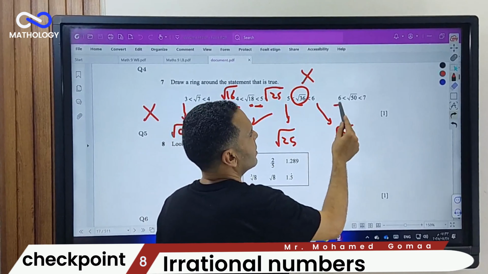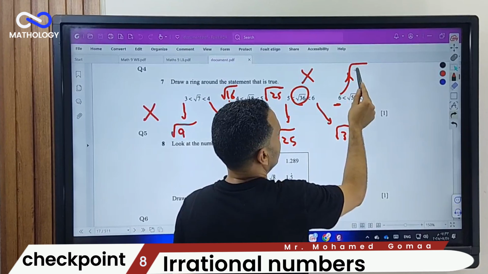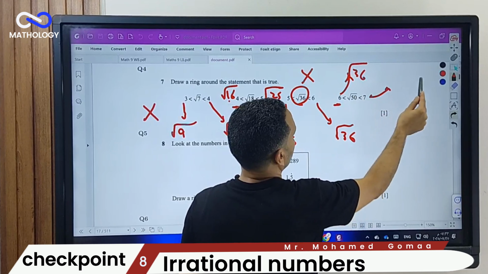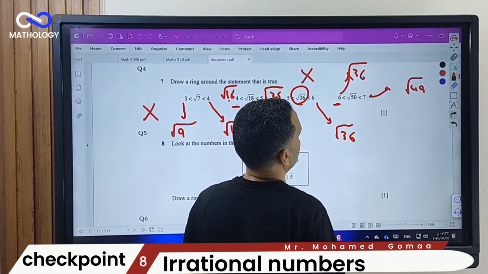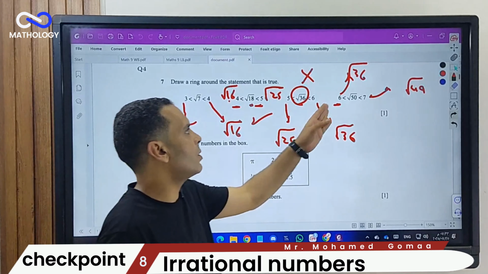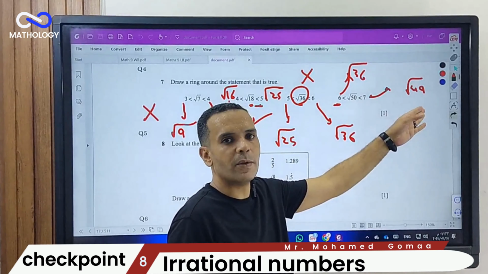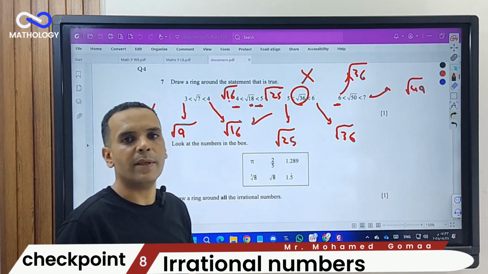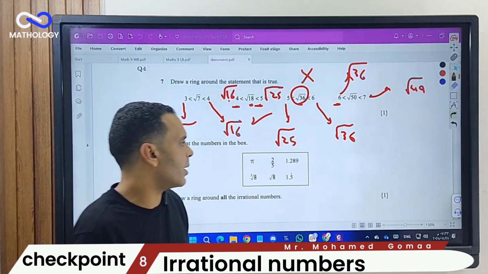The square root of 50: the square root of 36 equals 6, and the square root of 49 equals 7. Is the square root of 50 between the square root of 36 and the square root of 49? Of course not. The square root of 50 is greater than the square root of 49.